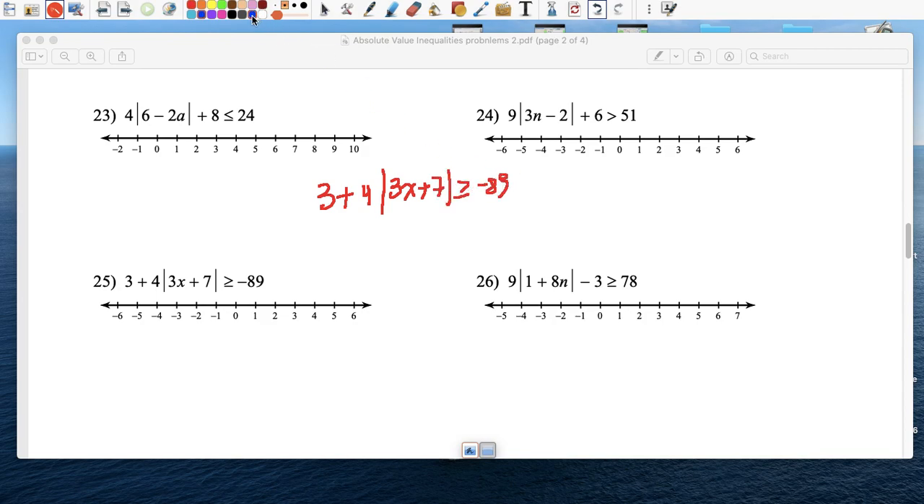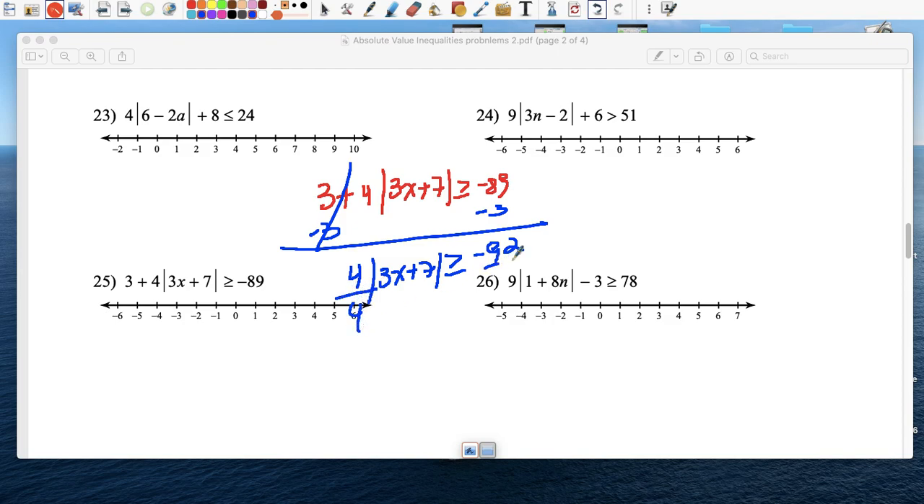So the first thing we do, we're going to subtract 3 on both sides. That goes away. I'm left with 4 absolute value of 3x plus 7 greater or equal to negative 92. And then divide by 4 and divide by 4. We're going to get finally 3x plus 7 greater or equal to, what's 92 divided by 4? 92 divided by 4 is 23.